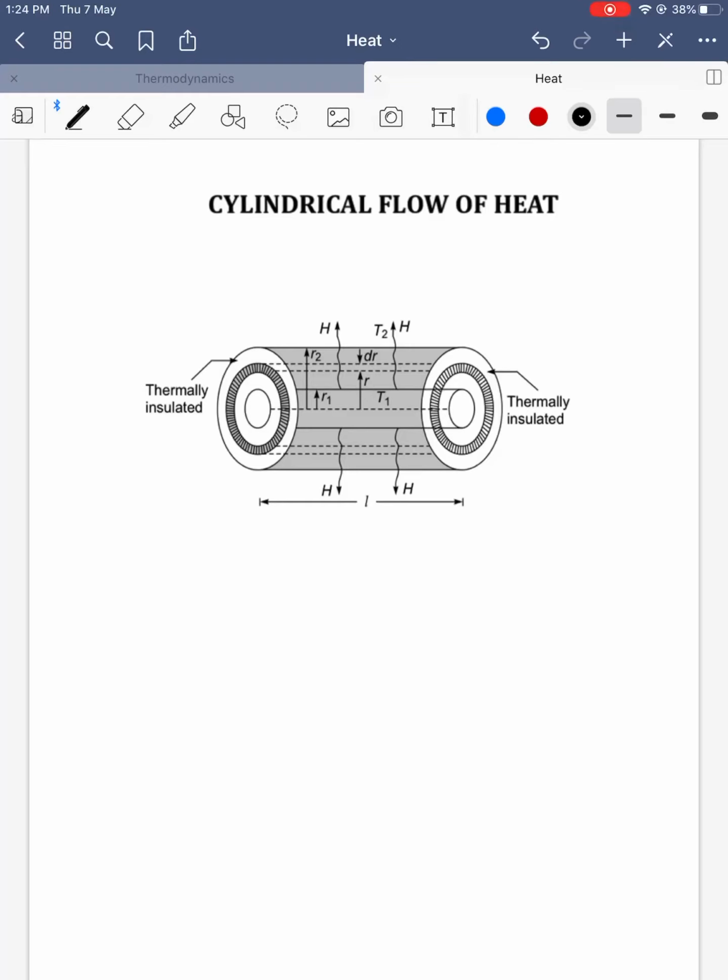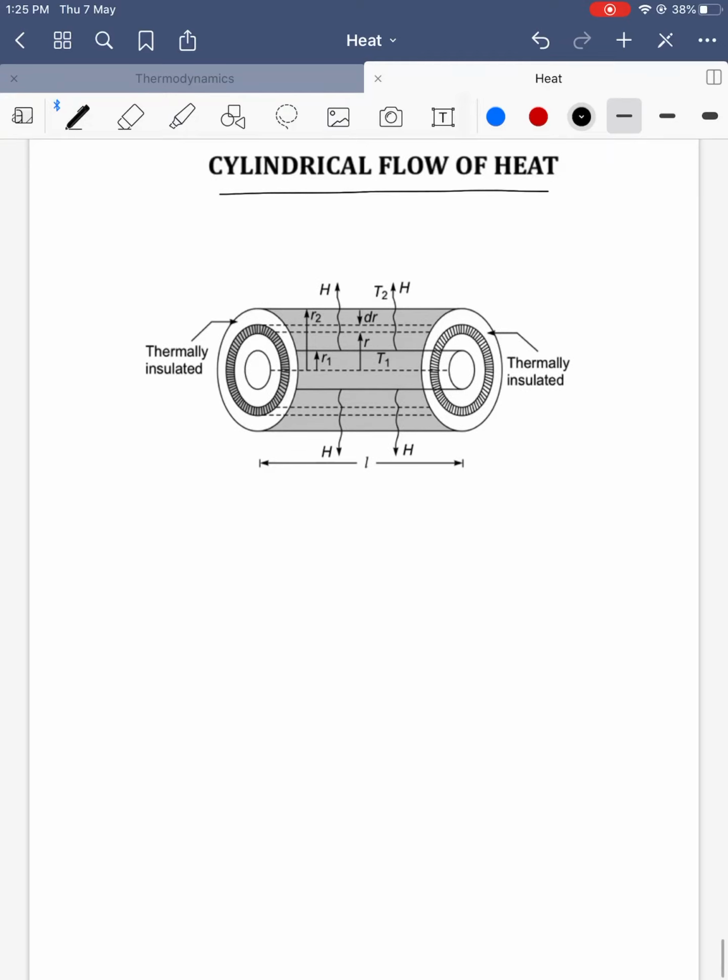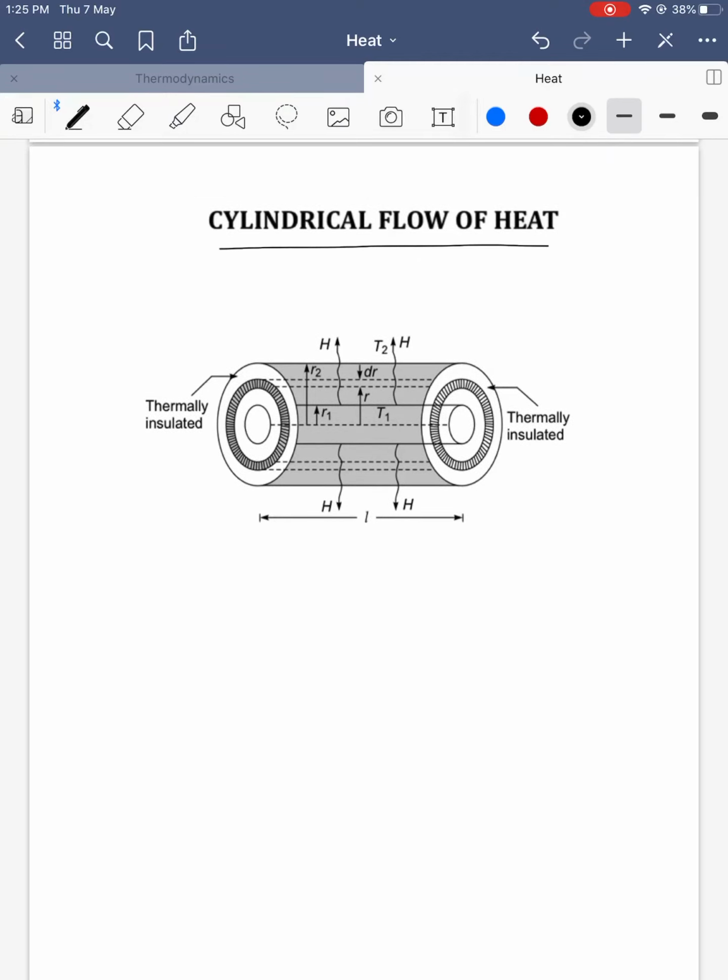In the last class we discussed radial flow. In this class we are going to discuss cylindrical flow of heat. First, I want to give a small correction to the last video.